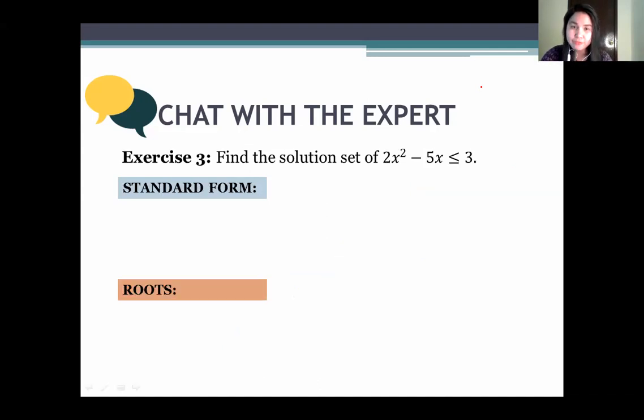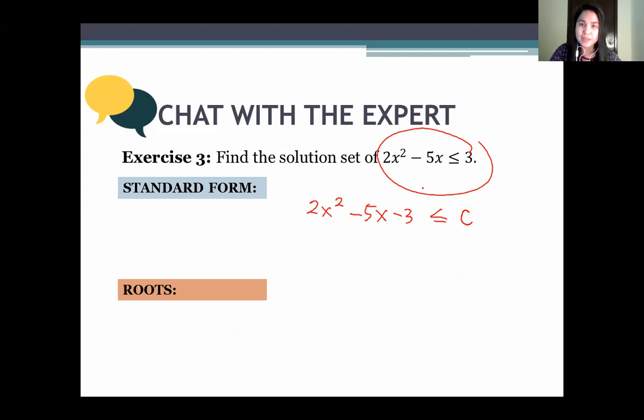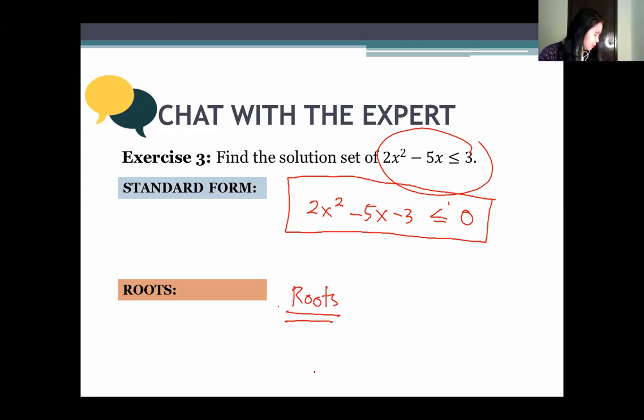Ma'am, what if it's not in standard form? How do you make this in standard form? You just transfer 3 to the other side. So it becomes 2x squared minus 5x minus 3. The symbol is still the same. Again, the symbol will only change when you multiply all by -1. Then you continue. I'll give the answers and it's up to you to solve for the following.